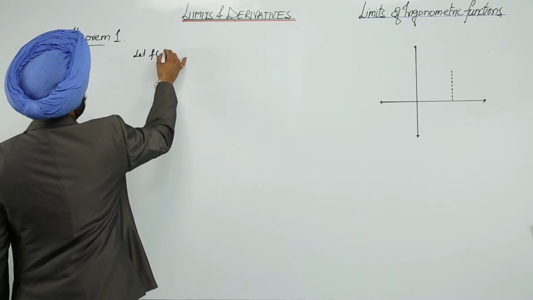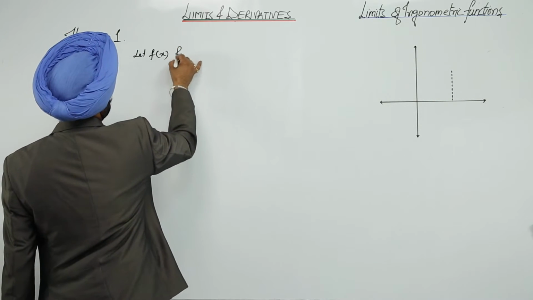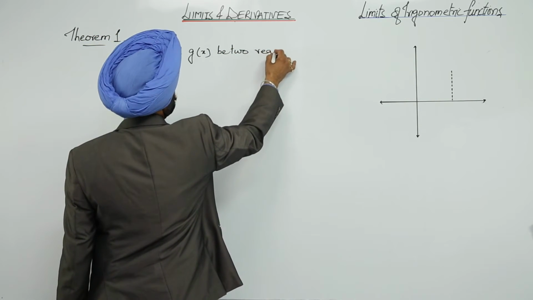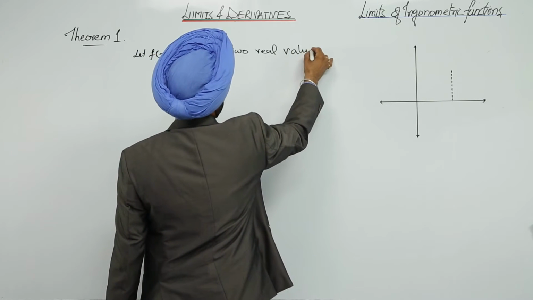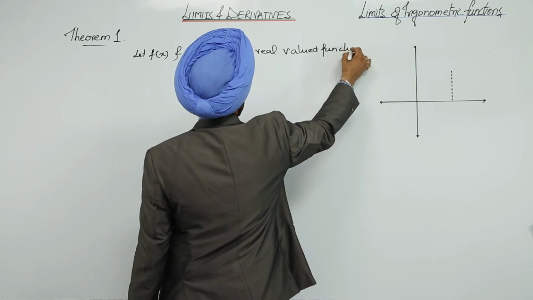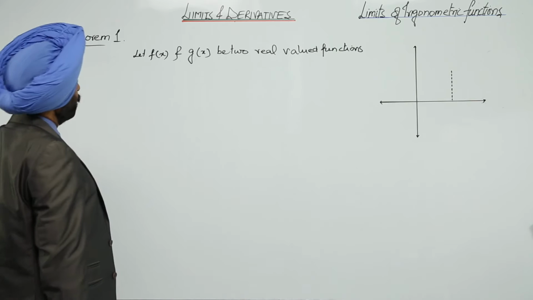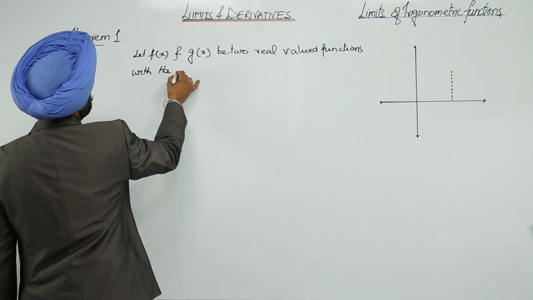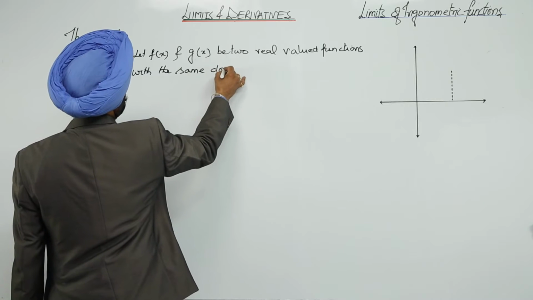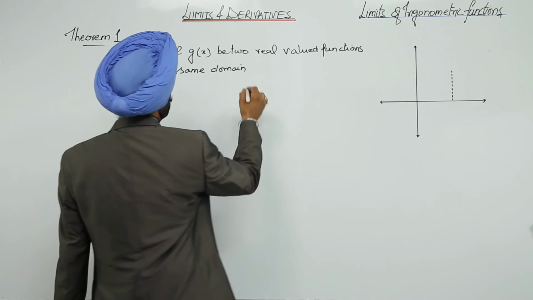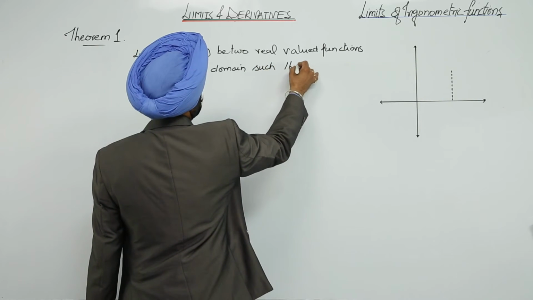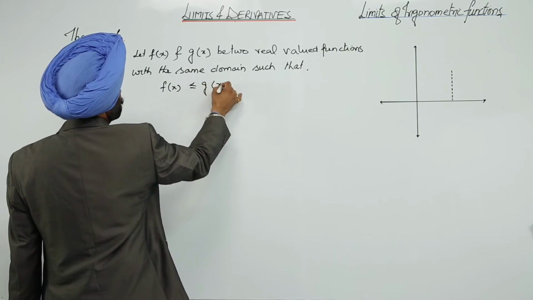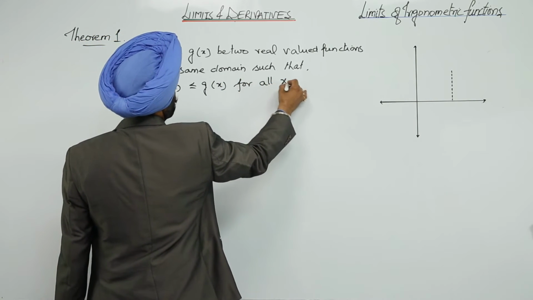Let f(x) and g(x) be two real valued functions with the same domain, such that f(x) is less than or equal to g(x) for all x.